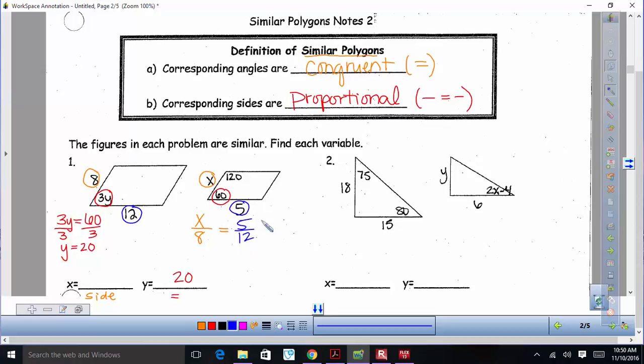So from there we learned that we just cross multiply. So I'm doing x times 12, which is 12x, equals 8 times 5, which is 40. We divide by 12, and x equals 10 over 3, right? 10 over 3.